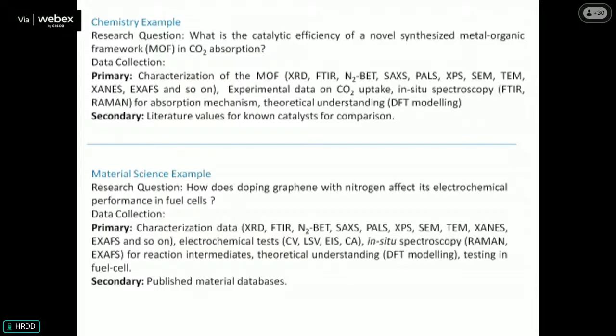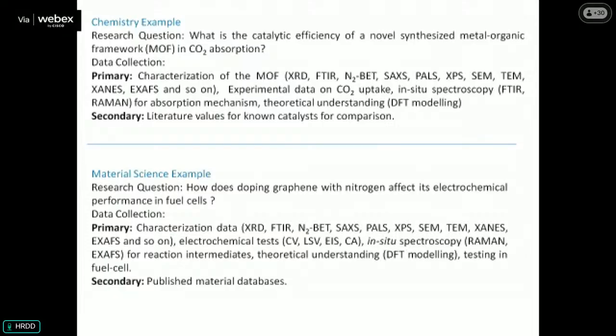And material science example, material science क्यों बोला, because ये chemistry, but actually material science, chemistry, physics, there is not much boundary. Life science there is a hardcore boundary, but physics, chemistry, they are almost intermixed. So material science comes under physics and chemistry also.